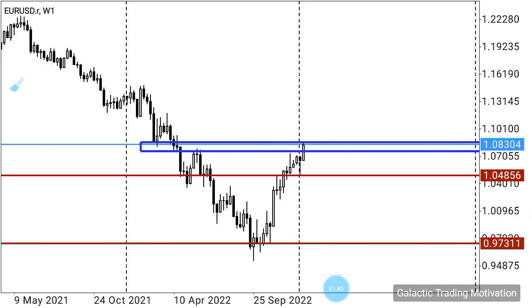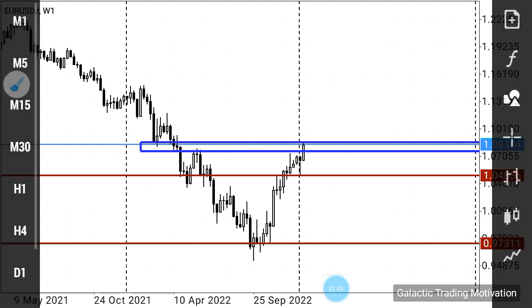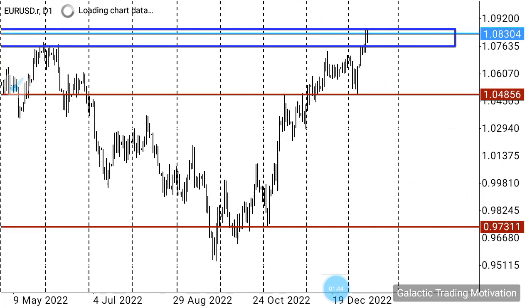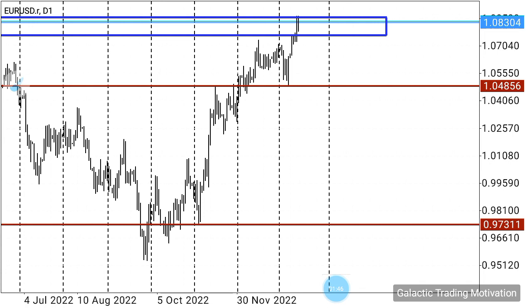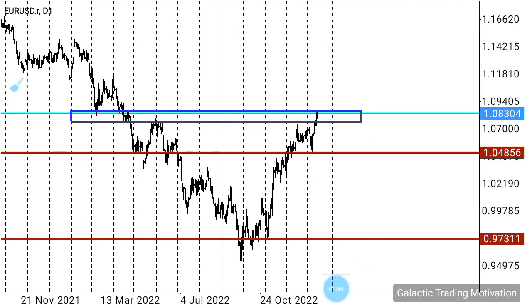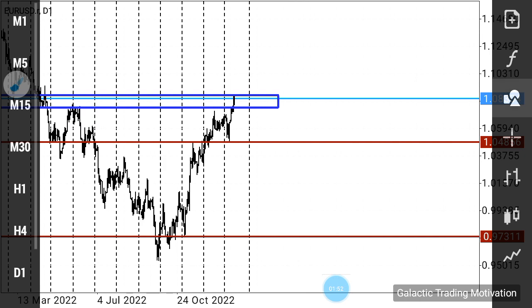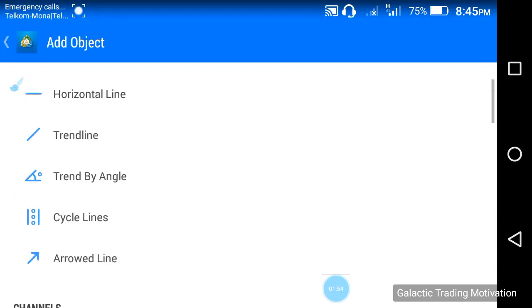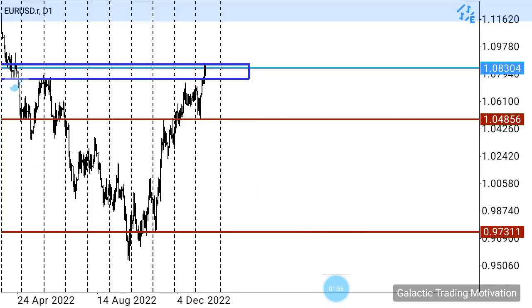And then from here, what I'm going to do is head down to the daily chart, and here we are on the daily chart. On the daily chart, I'm going to start off by adding my daily channel. Let's have a look. How would I add my daily channel in this regard? I would do it in this manner, more or less.